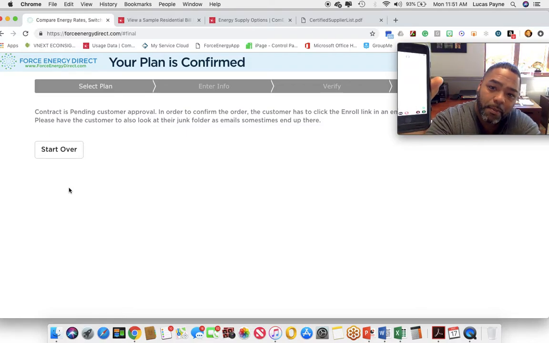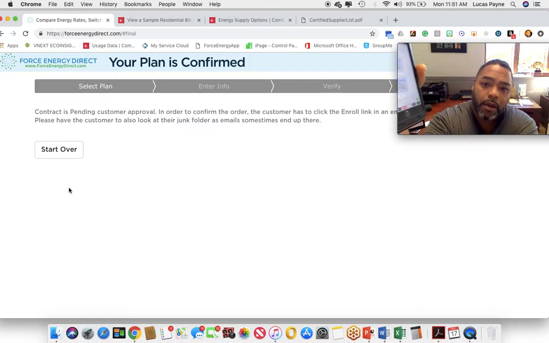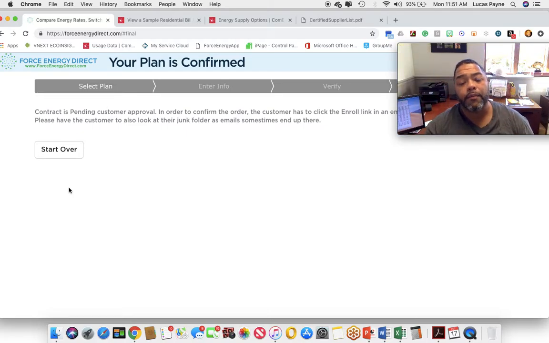I don't know if it's coming up great. There we go. You can kind of see it that way. But I got a text to verify that information. So stay with the client if you're going door to door, or if you're in their office. They're going to get a text or an email. Ask them to verify that information, and they're done.